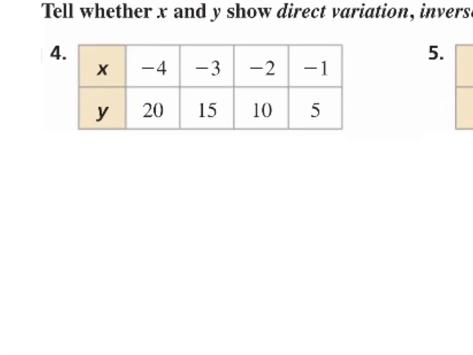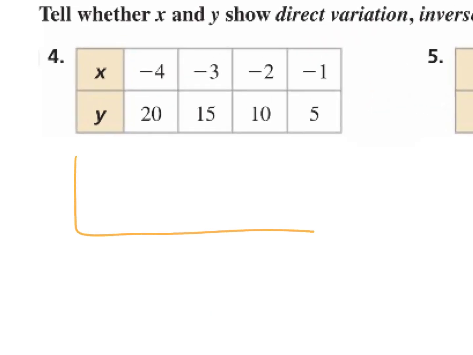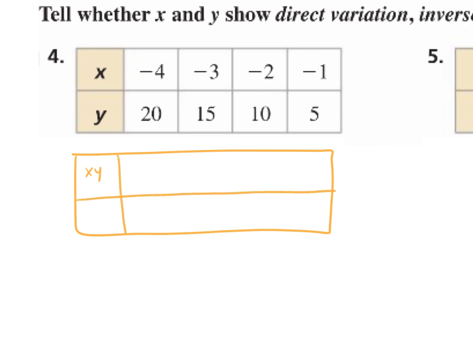So let's look at number 4. So I'm going to make my box again. We have x times y. If it is x times y, is that direct or inverse? Inverse. So remember, it's the opposite when you're doing the table. So x times y would be inverse, y divided by x is direct.